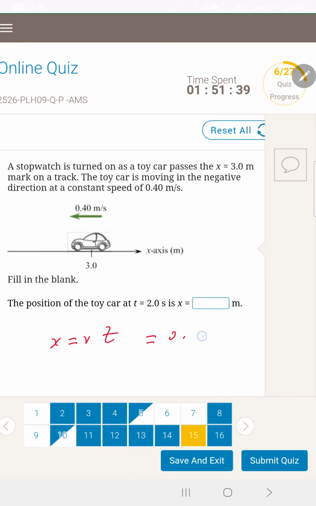You multiply 0.40 times 2, so you get 0.8. Initially it is at 3, and here you have 2. If it moves 0.8 meters to the left, so this is the distance moved to the left, 0.8 meters, it means it will be at 2.2 here. So the answer, the position will be 2.2.